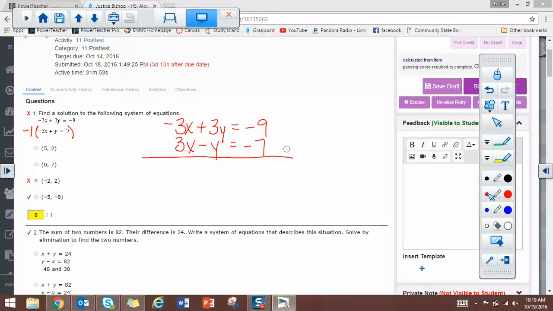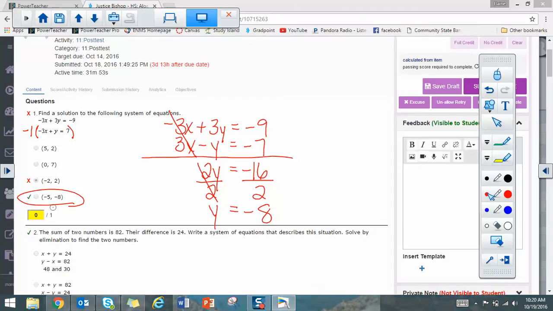So now, if you add the equations up, you'll see that the x's are going to eliminate. Negative 3x plus 3x is 0x. So I'm not going to write any x's. You have 3y and you're subtracting y, so that leaves us with 2y. Negative 9 and negative 7 is negative 16. Now I have an equation with one variable, and if I solve for that variable, I get y equals negative 8. Now if we go over here to our answers, you can see that only one answer has negative 8, but I will show you how to get the x.